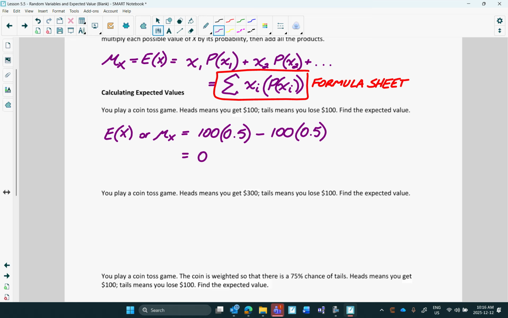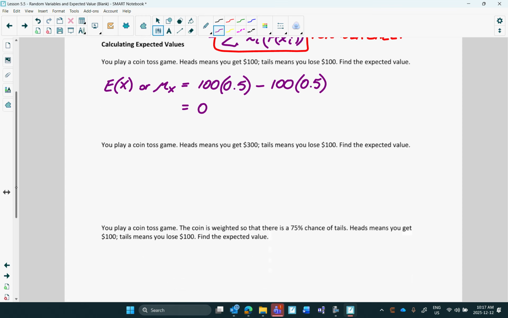Okay. So you might come out on top, you might come out on the bottom, but over the long run, if you do it many, many times, you'll end up where you start.